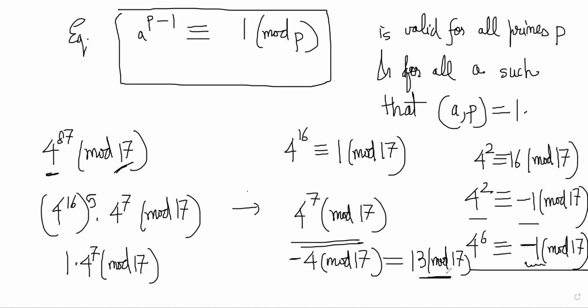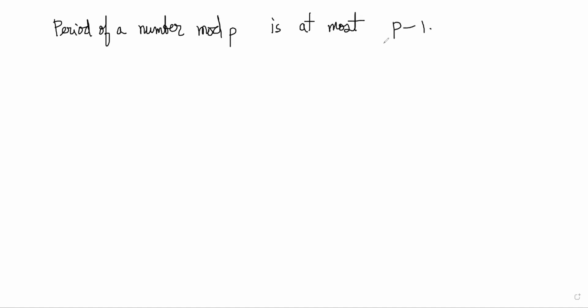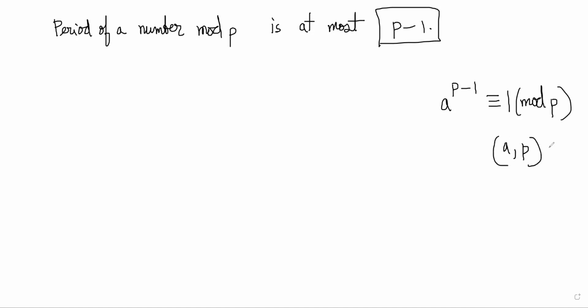One more thing that I wanted to mention is this idea. Think about it: what does Fermat's theorem imply about the period of a number mod p? It is at most p minus 1. Why? Because we have a power p minus 1 is congruent to 1 mod p, for coprime a and p.